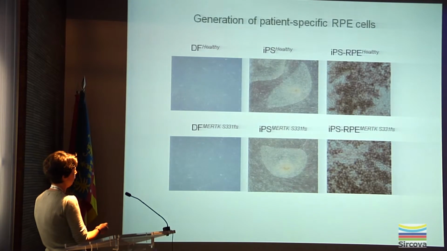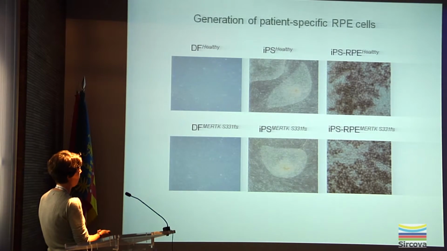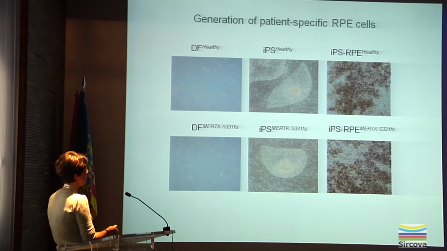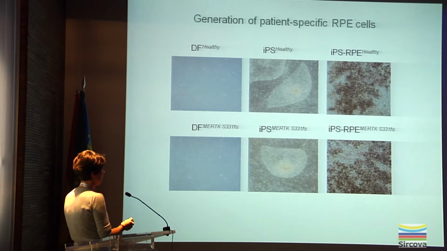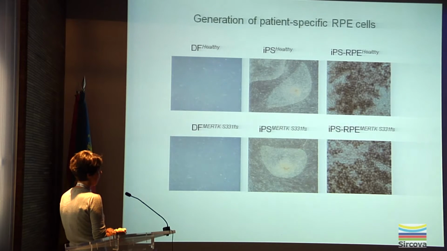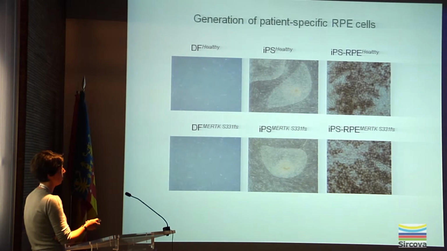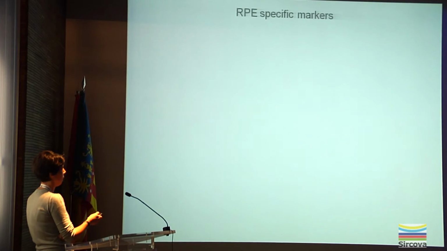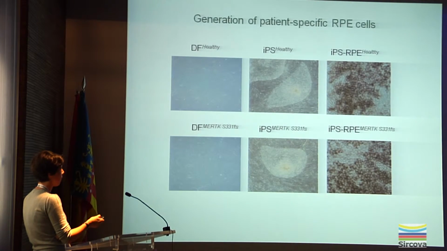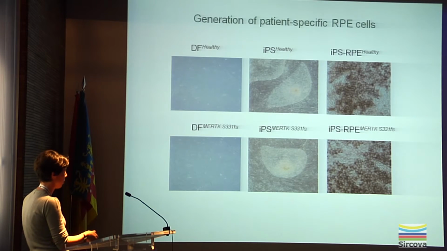And we then differentiated these cells into RPE cells. These are typical RPE cells with polygonal morphology and pigmentation. And also at this level, there are no morphological differences between the healthy individual's and the patient's RPE cells.